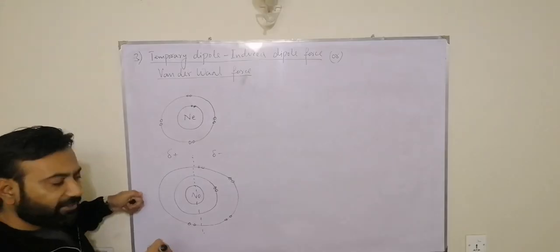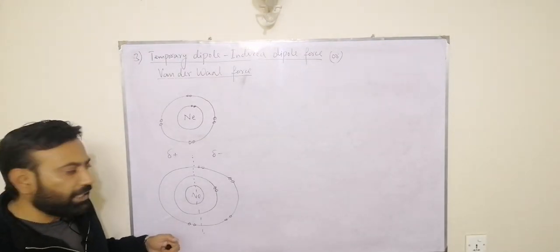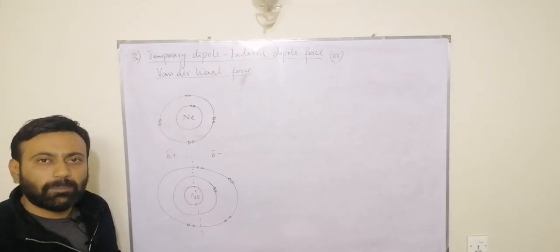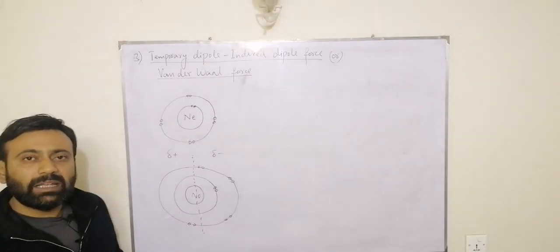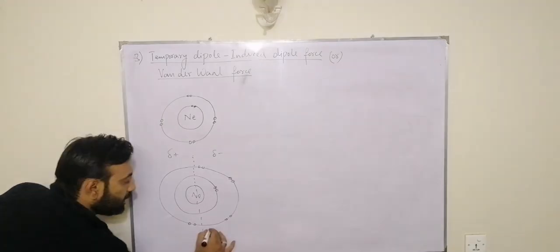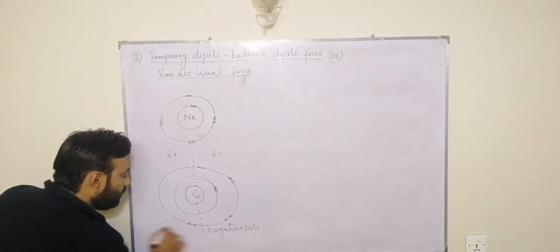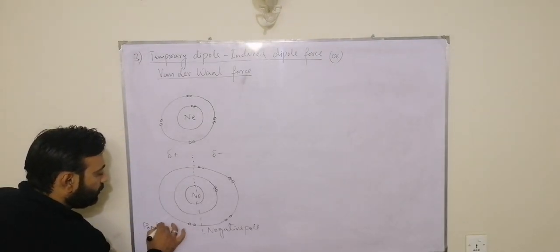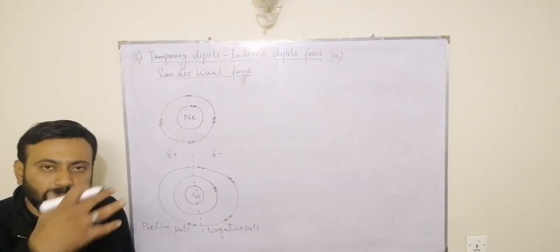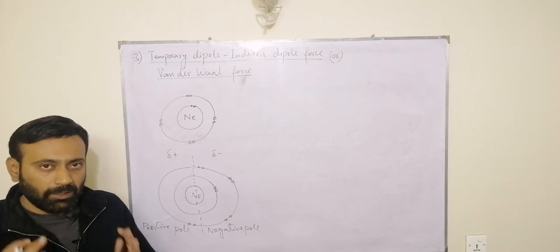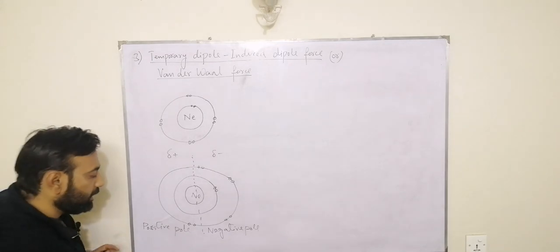But suppose we have paused this movement of electrons. Whenever we press the play button again, they will start revolving again and there would be no dipoles again. So there is a dipole in this atom, but this dipole is temporary. This is the negative pole. This part of the atom is the positive pole. And these poles are formed due to the high speed movement of electrons around the nucleus. This is why this dipole is a temporary dipole.